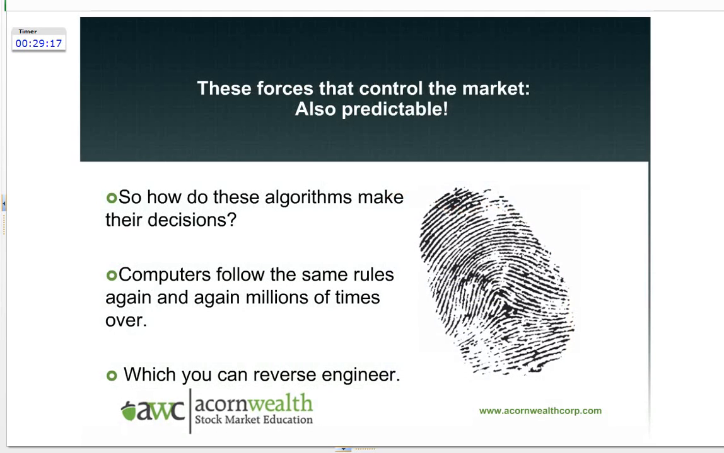Because these forces that are controlling the market and pushing these billions of dollars around are making decisions using algorithms. And computers are not thinkers, right? They don't have arguments with their wives. They don't have arguments with their husbands. And hopefully there's a lot of female traders in the audience here today. There's none of that changing dynamic that the computers have. So because they're doing the same thing again and again and again, you can reverse engineer it.